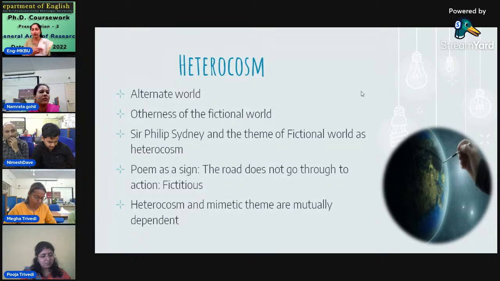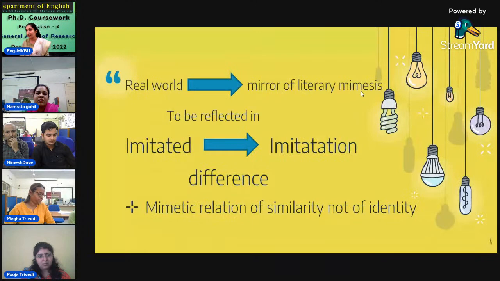Another important theory is of heterocosmic and mimetic theme. These two are mutually dependent. You must have heard about this word, mimesis or mimetic. It means imitation, the theory of imitation. You will find that Aristotle has said that any art is an imitation of the real world. It is a kind of imitation.